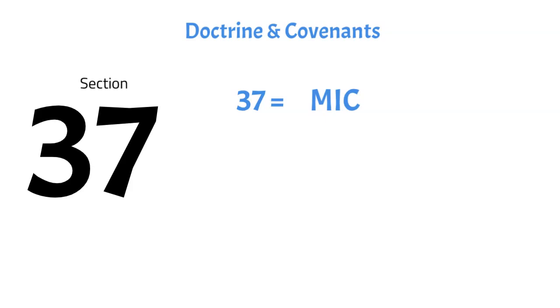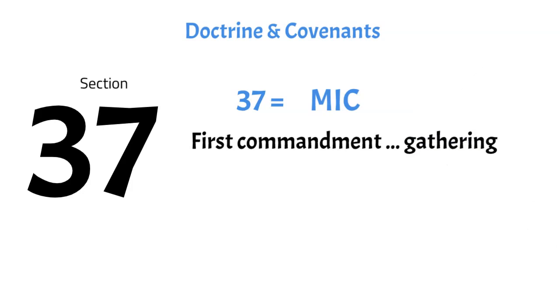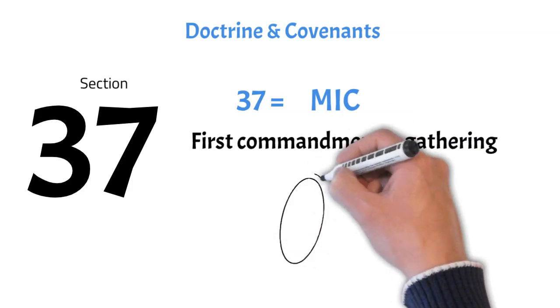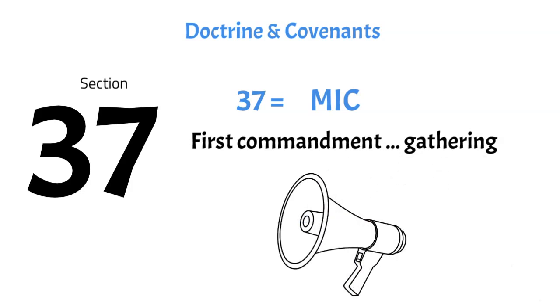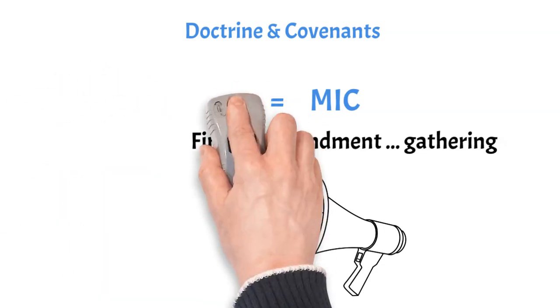To use it for the Doctrine and Covenants, section 37 is the first commandment concerning the gathering in this dispensation. Picture an announcement being made over the PA system, the mic, about the gathering in the last days. You can combine translation with any other association method you want.